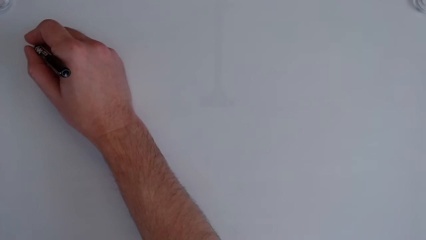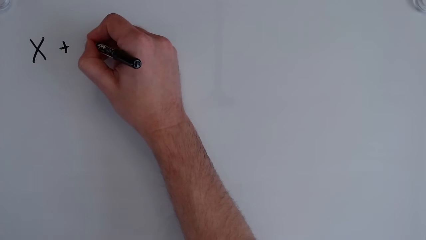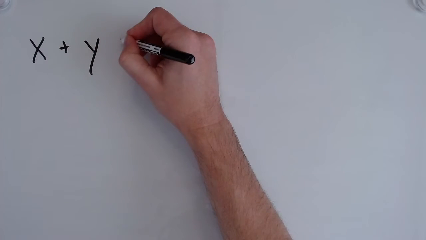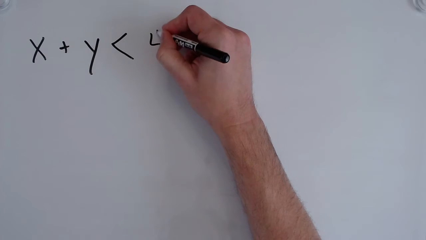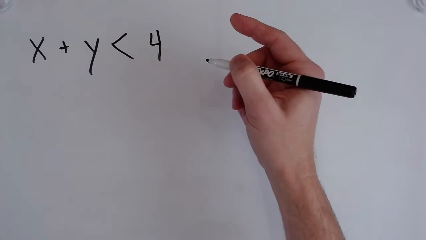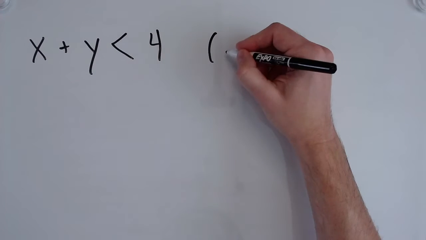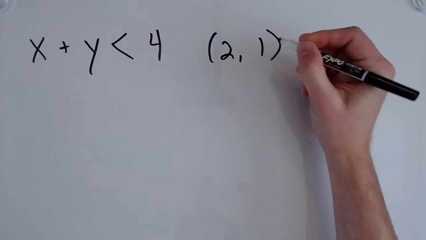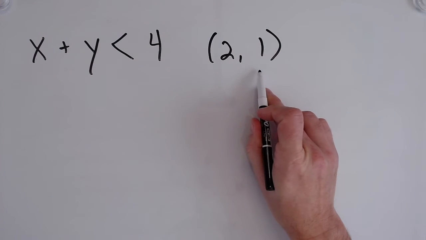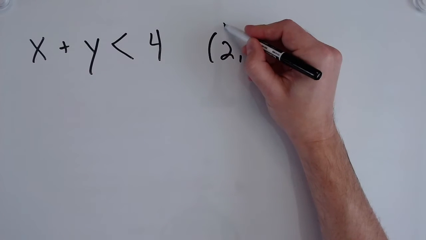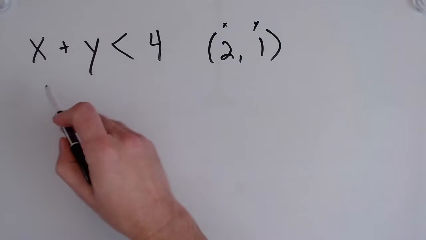Alright, let's take x plus y is less than 4. And we're going to check the ordered pair of (2, 1). So remember, the first one would be x, second one would be y. We can put little reminders up here, x and y. So now we just substitute.